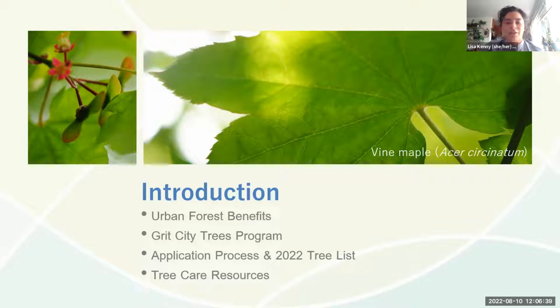First, we'll define what an urban forest is and skim the surface about some of the benefits that trees, and more importantly, the urban forest offers. We'll learn about the goal and the impact of the Grit City Trees program to date. We'll talk about eligibility for the program and some of the trees that are being offered this year. And then most importantly, we'll walk through some of the important application components today as well.